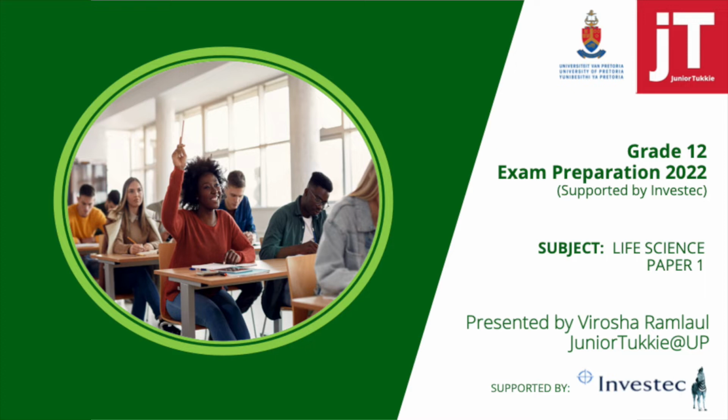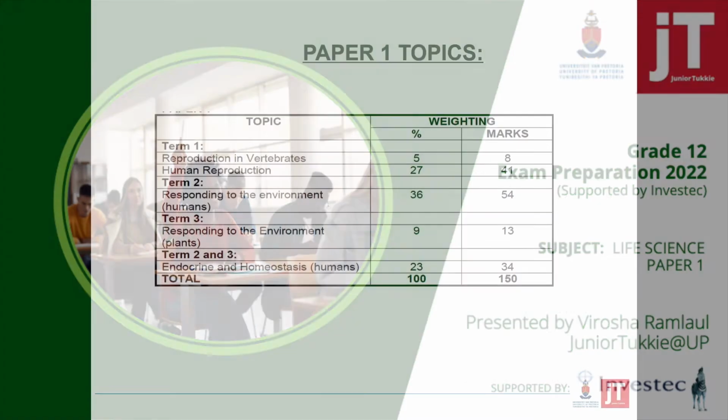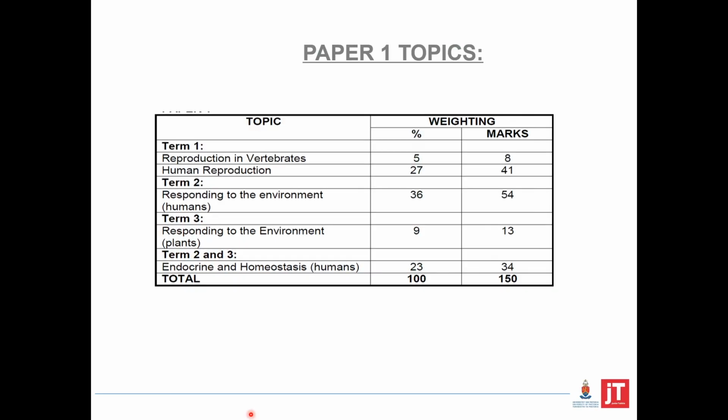But before we look at Section A, the November 2021 paper, let's look at the topics you will be tested on in Paper 1. Right. Now, you will be tested on reproduction in invertebrates, 8 marks, human reproduction, 41 marks, responding to the environment in humans, 54 marks, responding to the environment in plants, 13 marks, endocrine and homeostasis, 34 marks. That gives you a total of 150 marks for 2.5 hours.